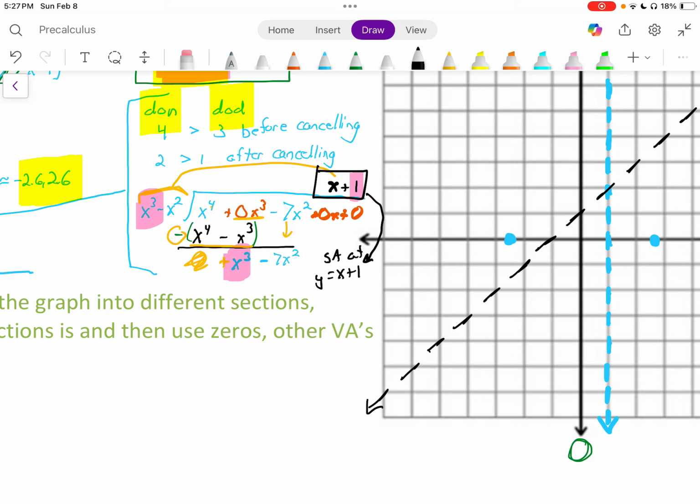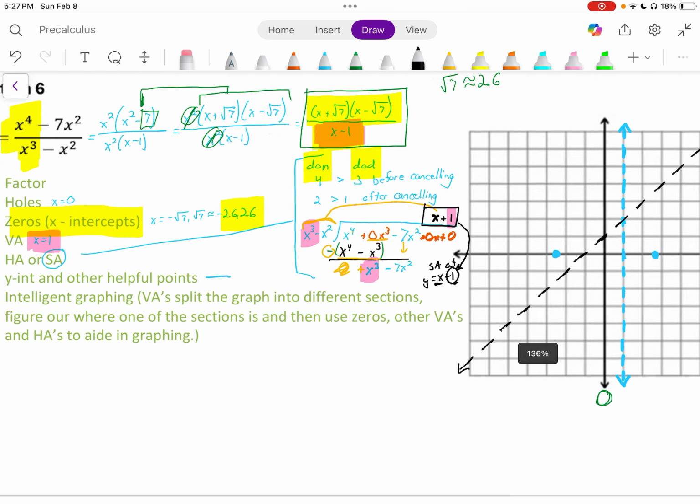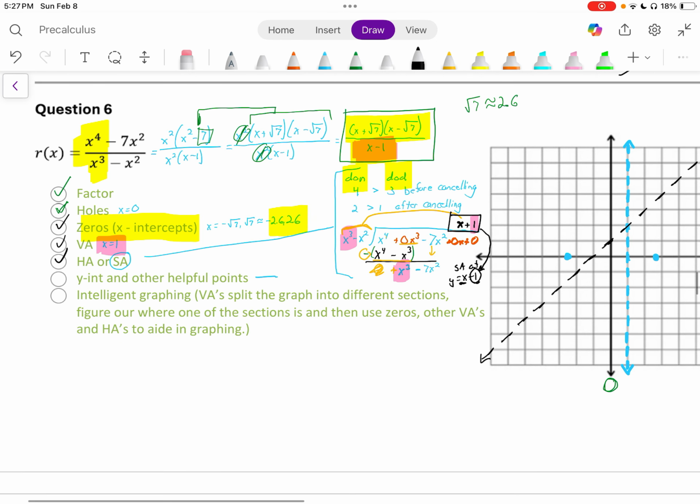And so we're going to graph y equals x plus 1 as our slant asymptote, which means we start at our y-intercept of 1 and have a slope of 1, so 1 over 1. So there's our slant asymptote. So we did that.